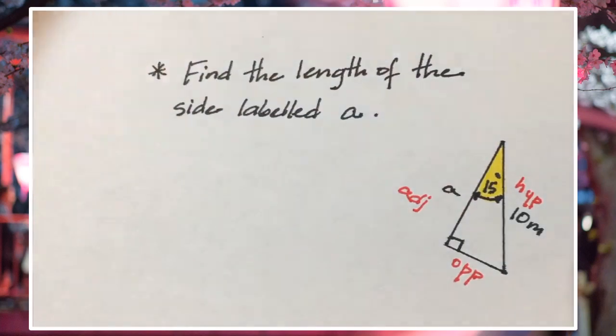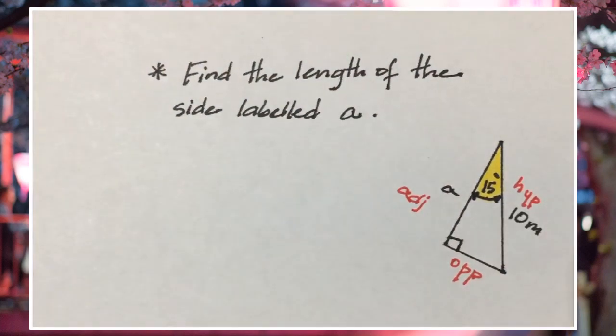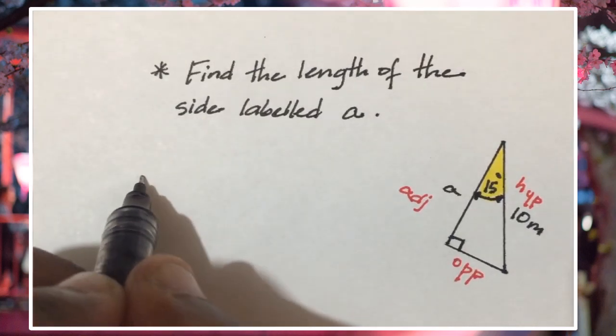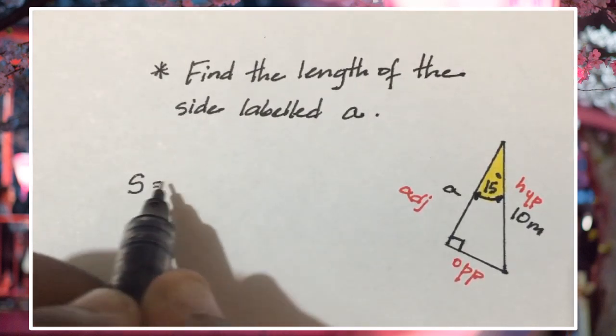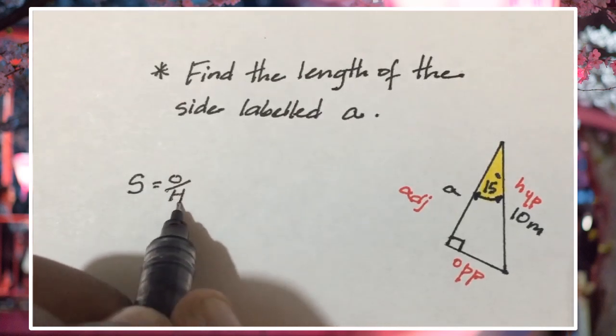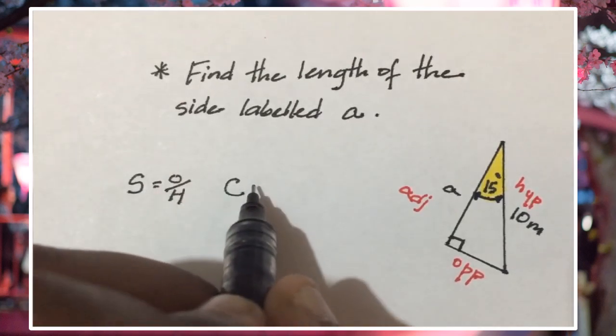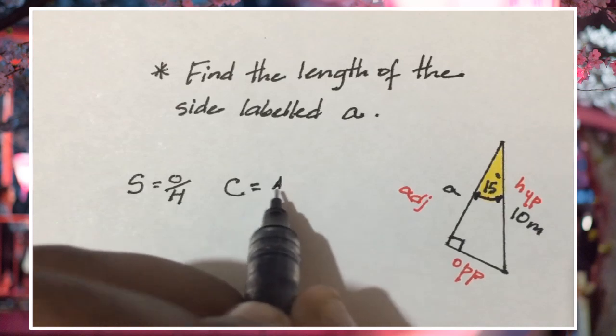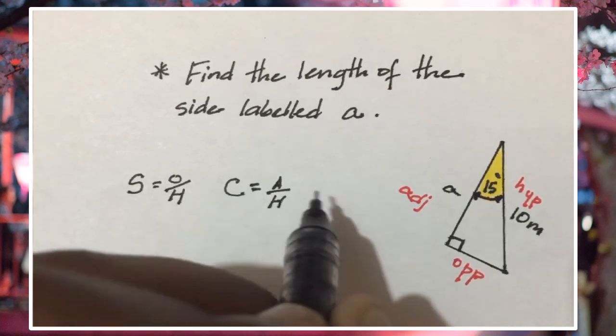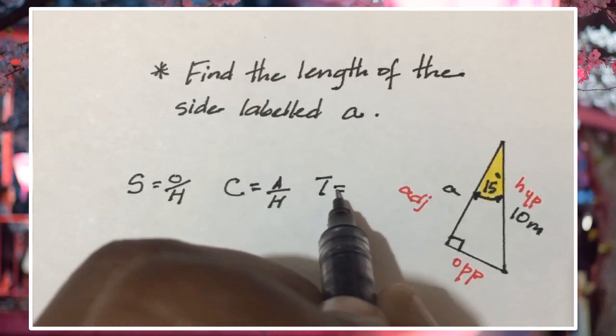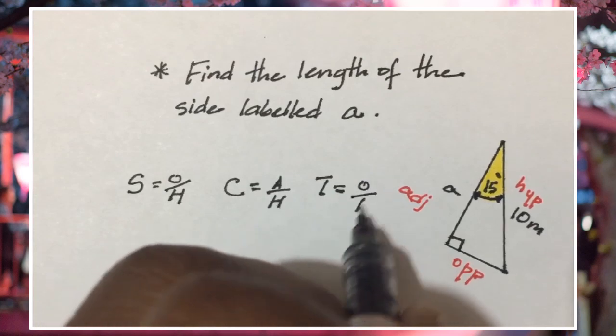Good. And to find the length of A, we're going to probably have to use a trig ratio. So we know that sine theta is equal to the opposite over the hypotenuse. Cosine theta is equal to the adjacent over the hypotenuse. And tan of an angle is equal to the opposite over the adjacent.